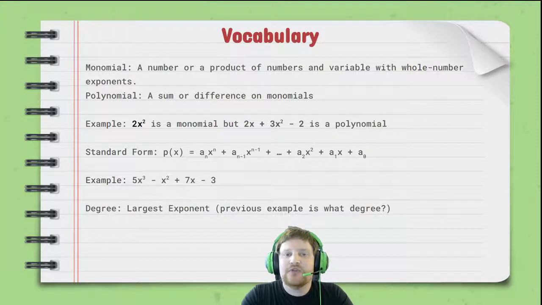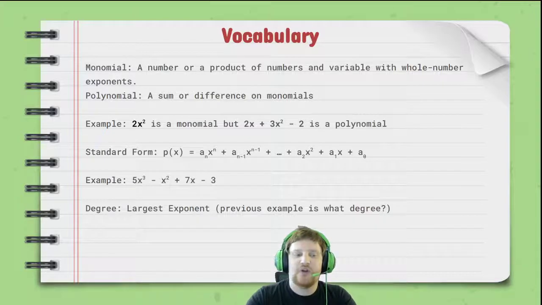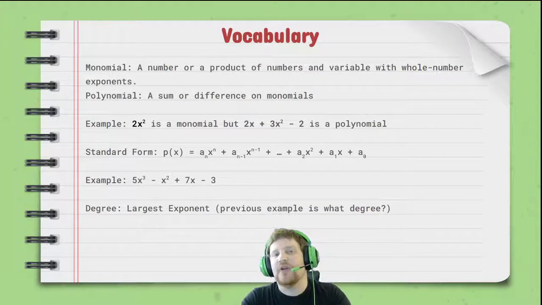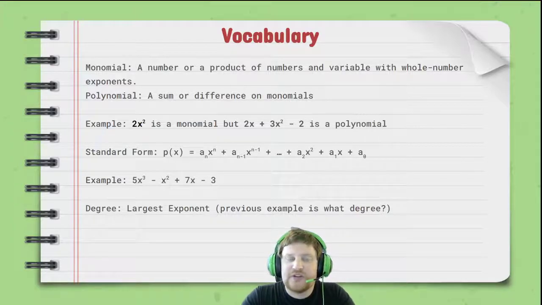A lot of times you're going to be asked what the degree of a polynomial is. Luckily, it's incredibly easy to get. All you have to do is take a look at the largest exponent that you see for a monomial, and that is your degree. So in the previous example, what was its degree? Yeah, we had x to the third power as our largest exponent, so 3 is our degree.